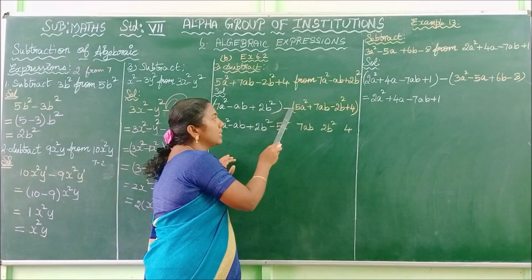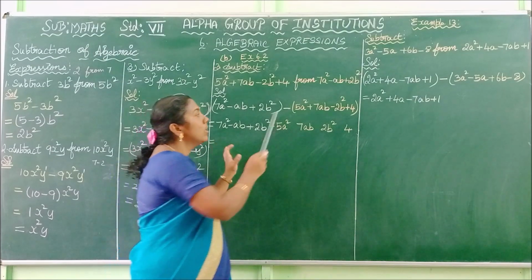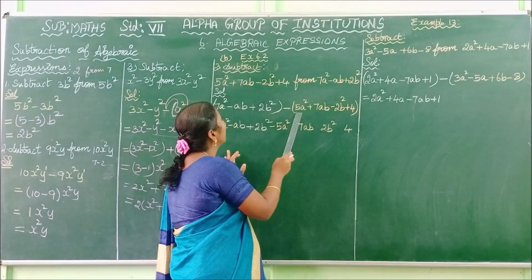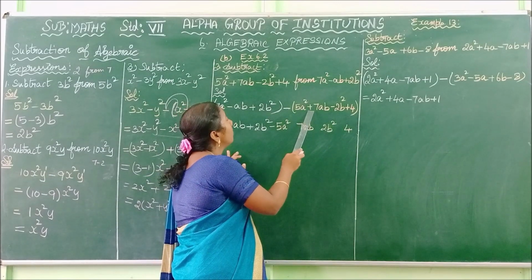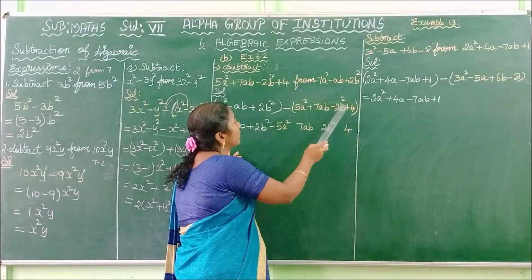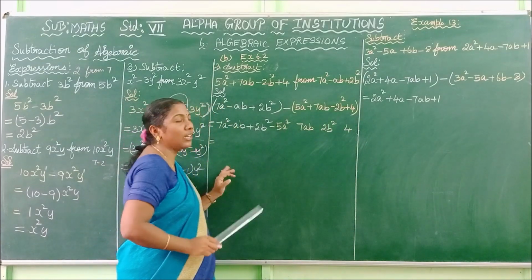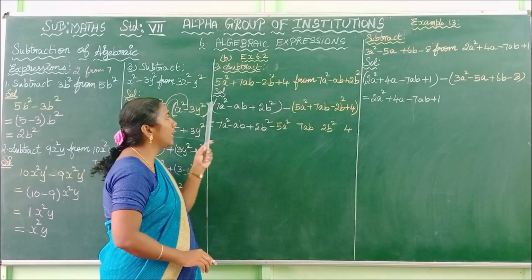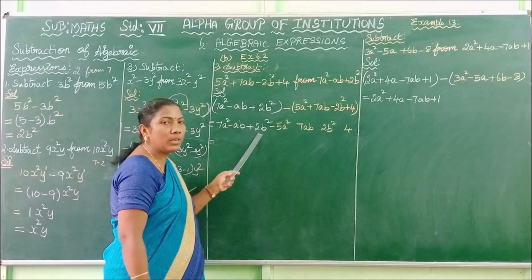Here we are writing the symbol minus because in the question they gave subtract. So minus, and within the bracket write the first term. What is the first term? 5a square. The second expression: 5a square plus 7ab minus 2b square plus 4. Okay. Now we are going to remove this bracket. For the first expression, it is not at all a problem. You just remove the bracket and write the terms as they are: 7a square minus ab plus 2b square.